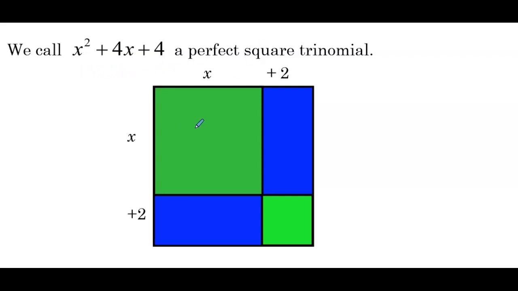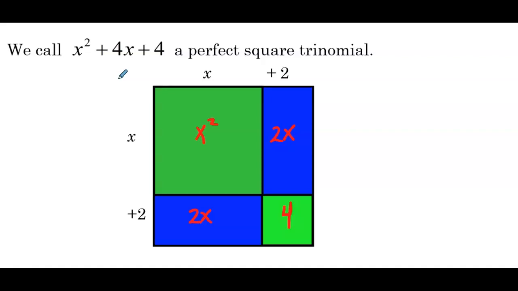If we go through each individual area, the area of this square is x squared, the area of this rectangle is 2x, area of this rectangle is 2x, and the area of this square is 4. And if we add up the individual areas, we wind up with x squared plus 4x plus 4. So now we have an understanding both algebraically and geometrically of what it means to be a perfect square trinomial.